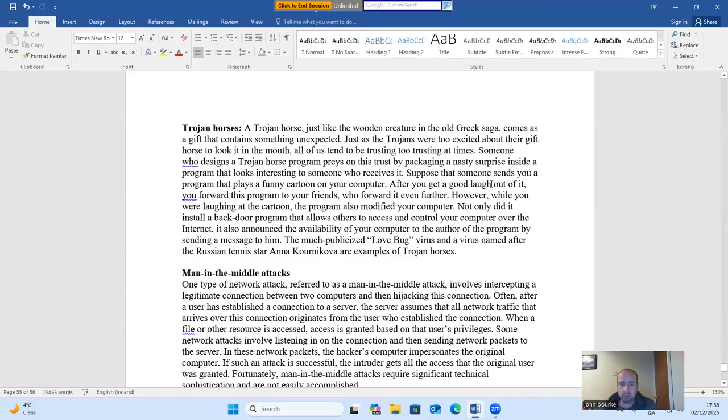Suppose that someone sends you a program that plays a funny cartoon on your computer. After you get a good laugh out of it, you forward this program to your friends. You forward it even further. However, while you were laughing at this cartoon, the program also modified your computer. Not only did it install a backdoor that allows others to access and control your computer over the internet, it also announced the availability of your computer to the author of the program by sending a message to him. The much publicized Love Bug virus, and a virus named after the Russian tennis star Anna Kournikova, are examples of Trojan horses.